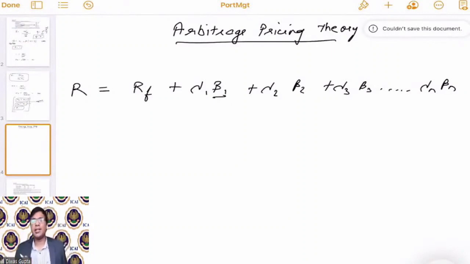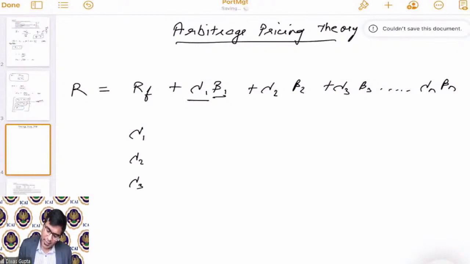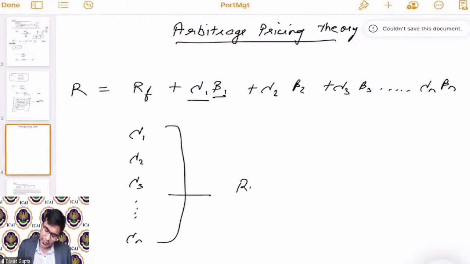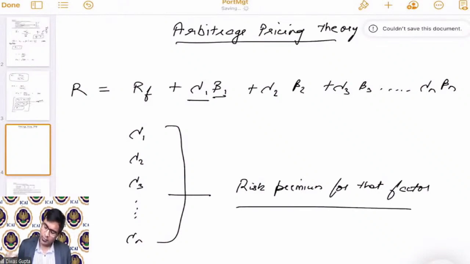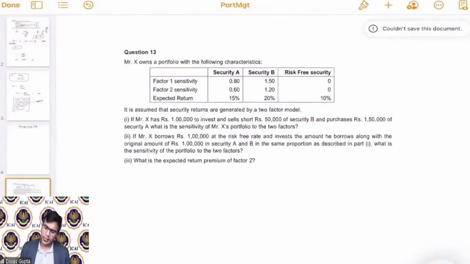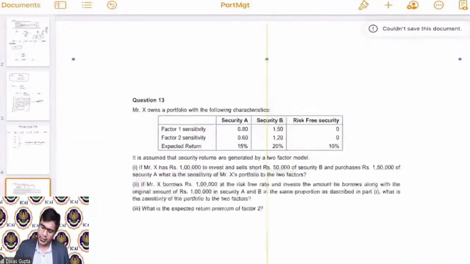So in this, we assume that there is more than one factor that influences the prices. And these symbols denote the risk premiums for that factor. Okay, students. So this is the risk premium for that factor. Let us go to question number 13.